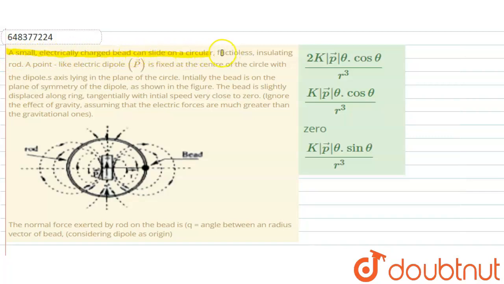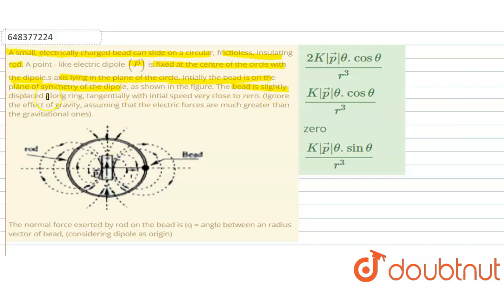Hello students, in this question it is given that a small electrically charged bead can slide on a circular frictionless insulating rod. A point-like dipole of dipole moment P is fixed at the center of the circle with the dipole's axis lying in the plane of the circle. Initially the bead is on the plane of symmetry of the dipole as shown in the figure.